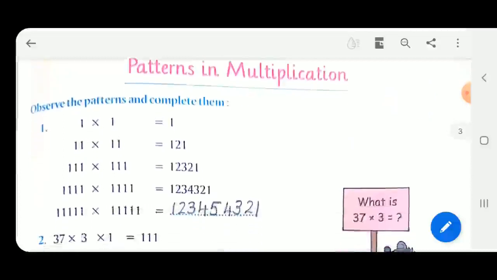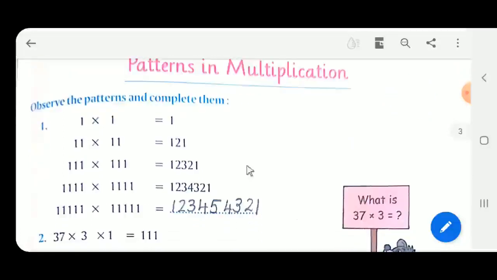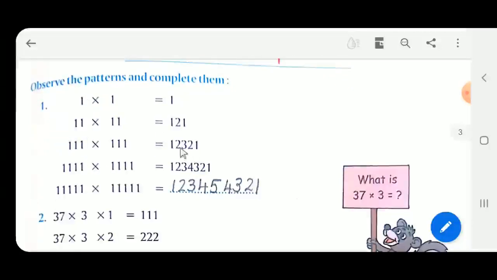Activity 3, that is pattern in multiplication. Observe the pattern and complete them. 1 into 1 is 1. 11 into 11, it will be 121. Compare the answer. In this, 3 is increased. That means 1, 2, then comes 3, 2 and then 1. Go for the next one.